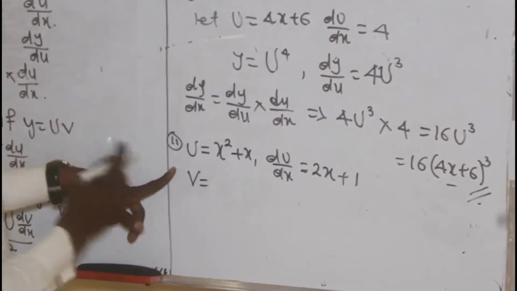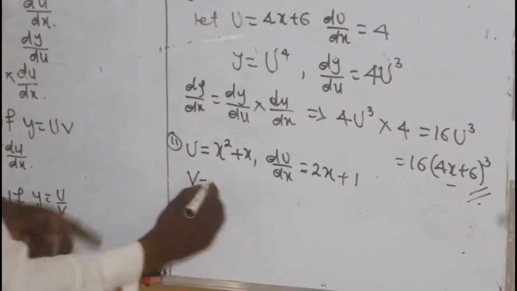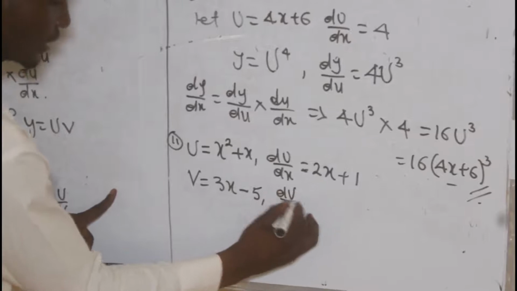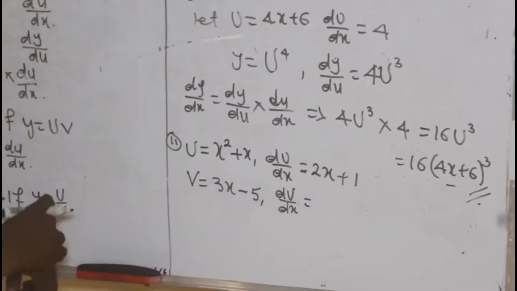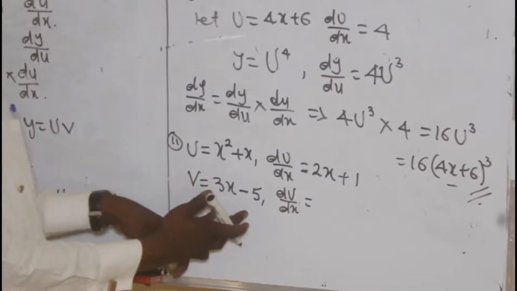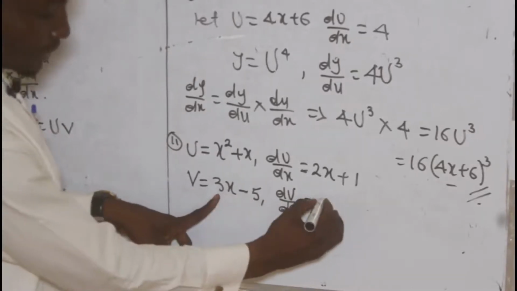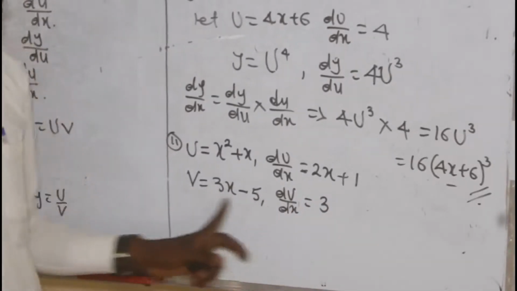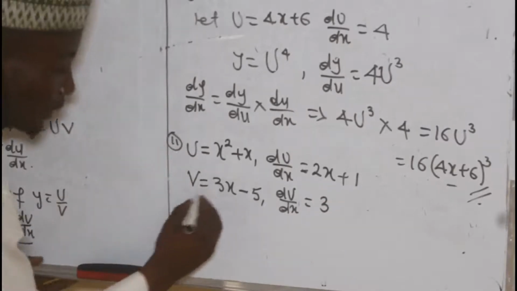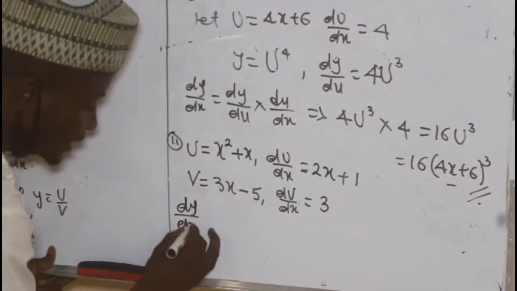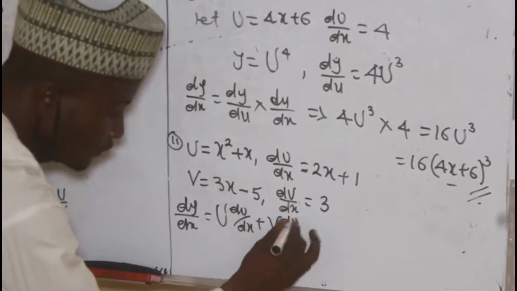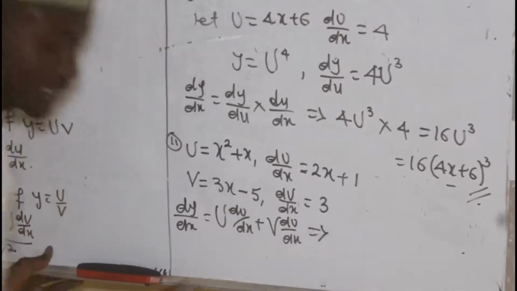What is v? Our v is 3x minus 5. So we need to find dv dx. We differentiate this one. Differentiation of 3x is 3. Differentiation of minus 5 is 0. So dv dx is 3. So what is the formula of product rule? We said dy dx is equal to u dv dx plus v du dx. Class, are we together?